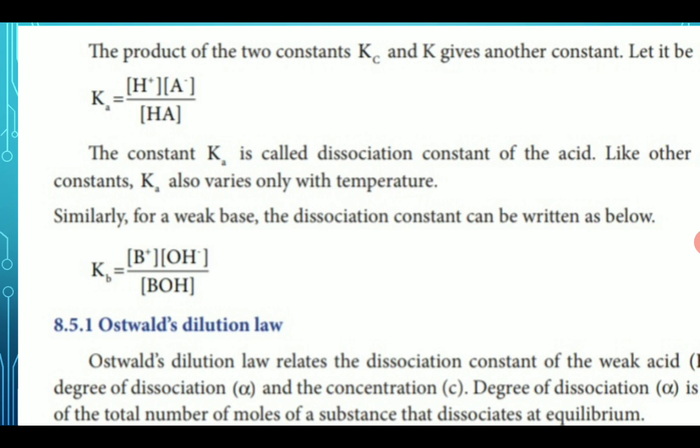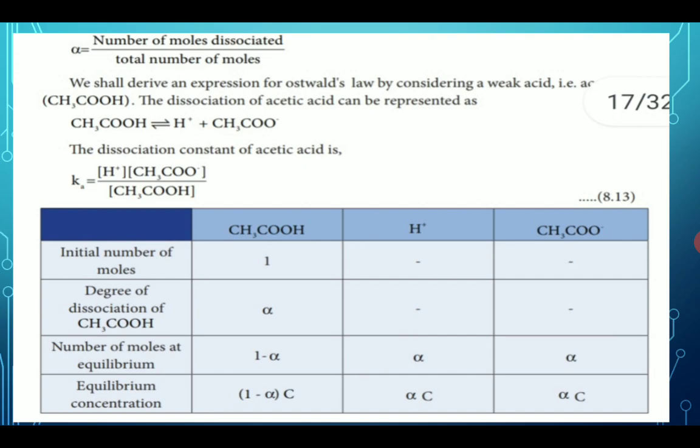This is what you call the degree of dissociation. The total number of moles will be in the denominator and the number of moles dissociated will be in the numerator, so you divide. So alpha is equal to the number of moles dissociated divided by the total number of moles. Please remember, this is the formula for the degree of dissociation.